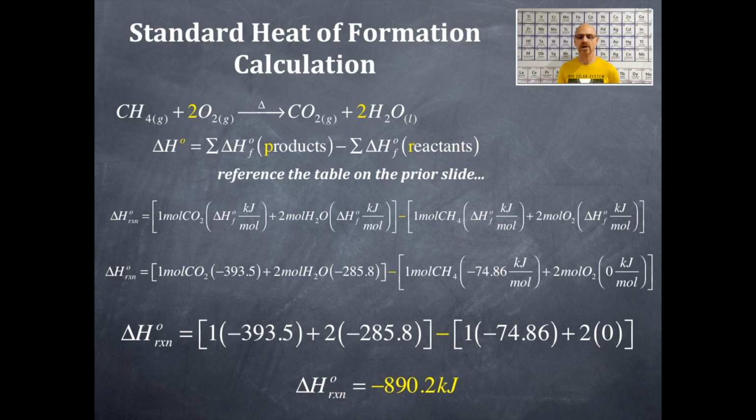So the delta H naught for the reaction of the combustion of methane, 1 mole of methane, is equal to negative 890.2 kilojoules. Notice that this value is negative, therefore it is exothermic, as all combustion reactions will be. The delta H naught for the reaction is negative because they are combustion reactions, they produce heat, the temperature increases, if you will. I'm not done with this because I got something else to show you here.